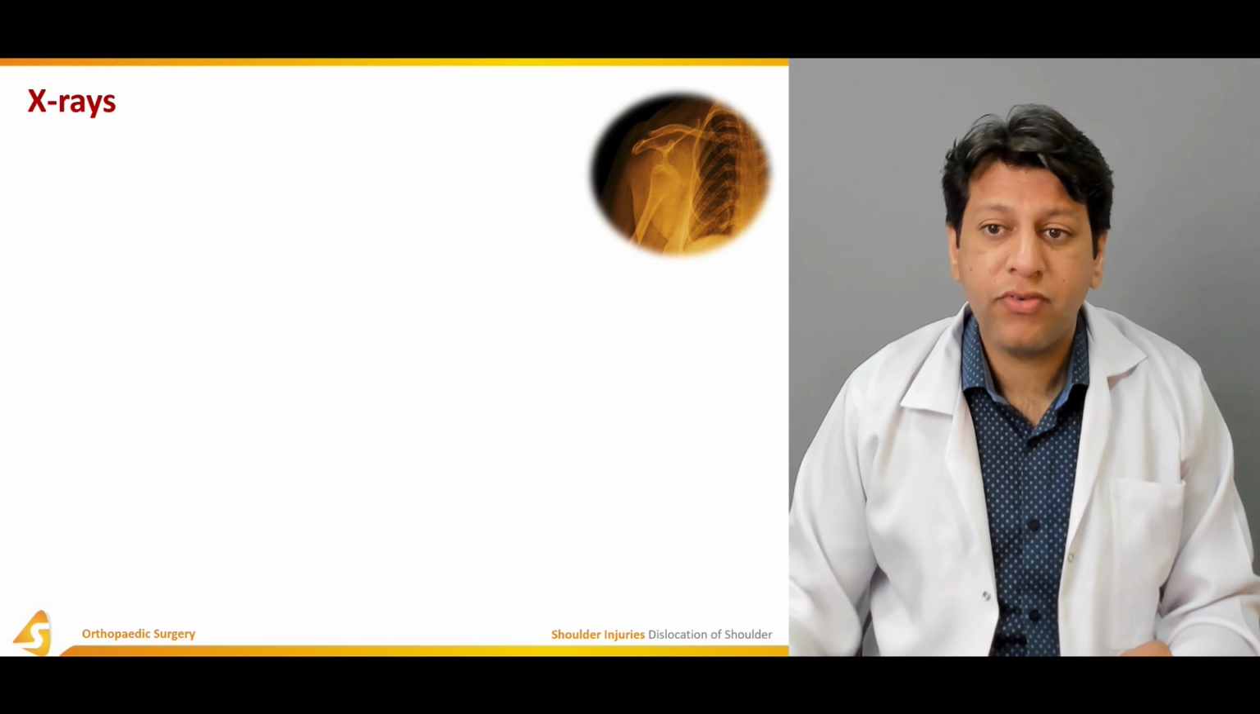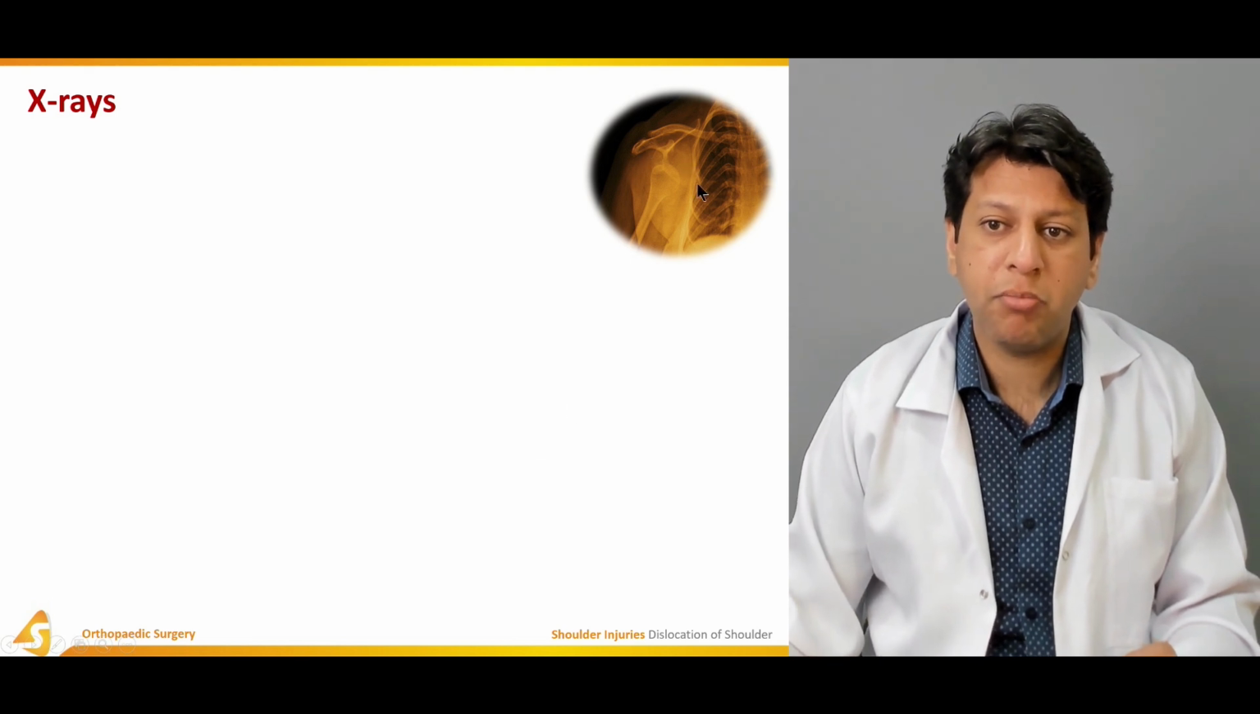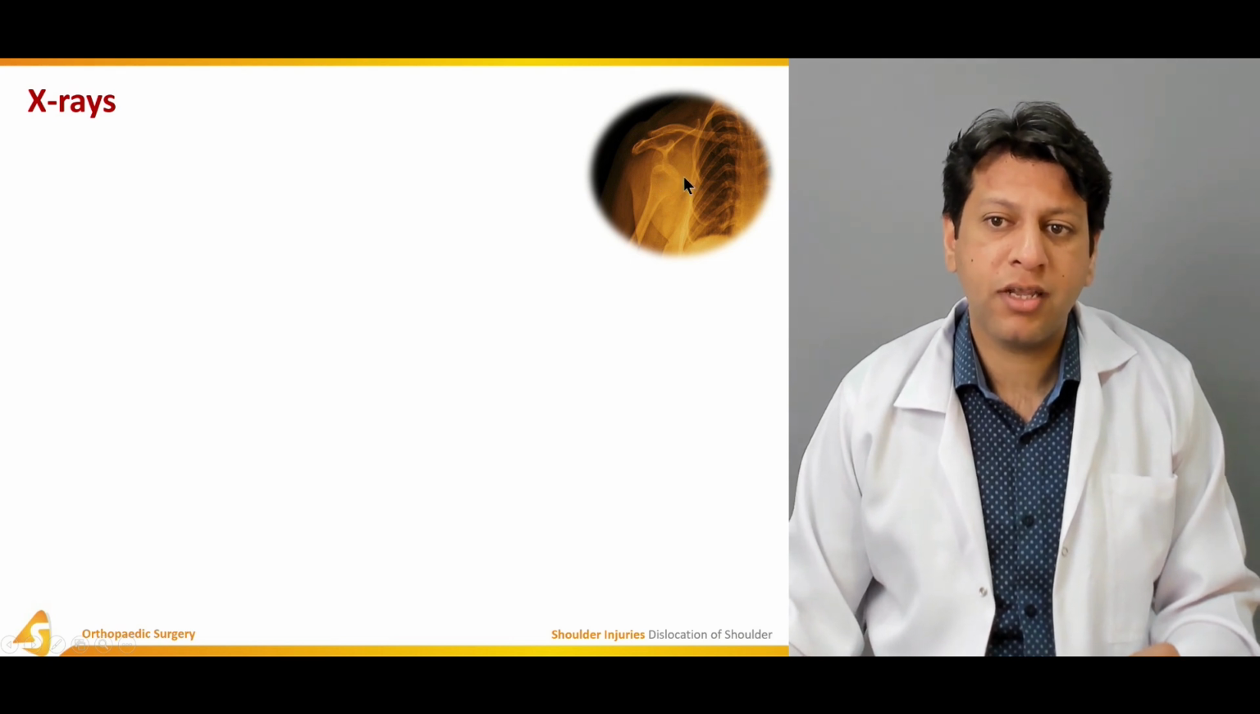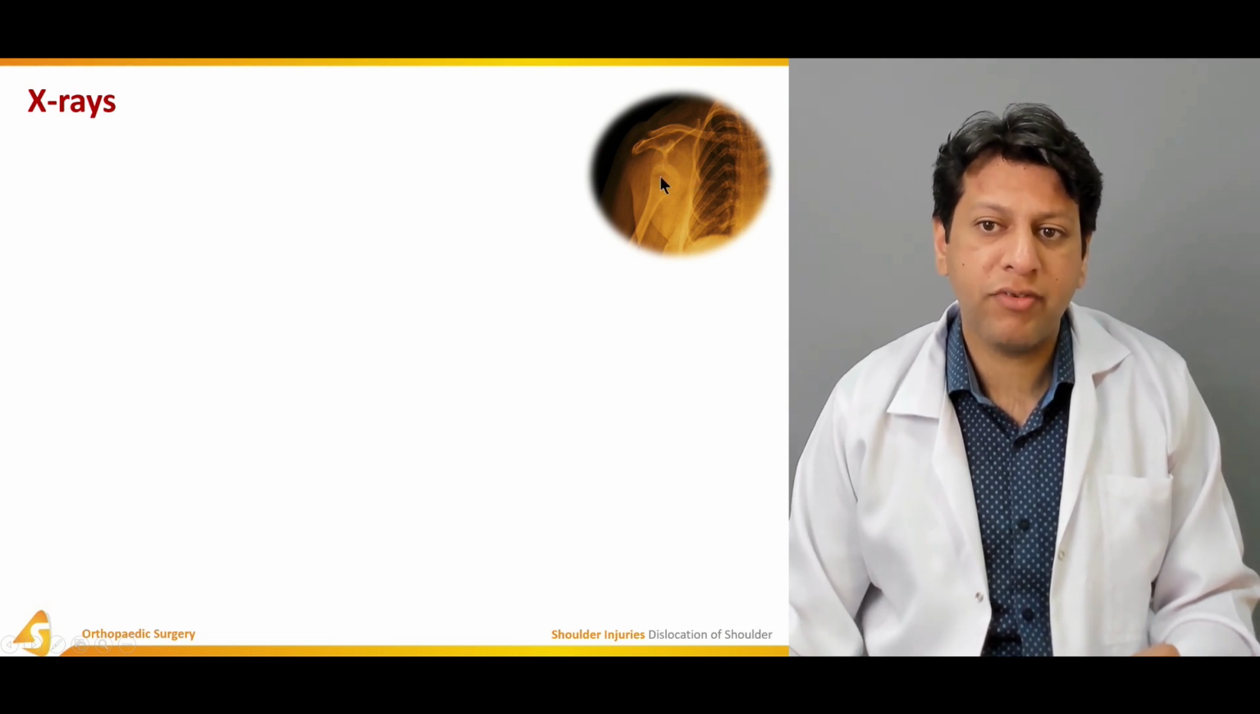Usually on the x-ray, this is how the AP view would look. The head would be more prominent, more towards the chest and the clavicle, and you can appreciate that the glenoid cavity would be empty.